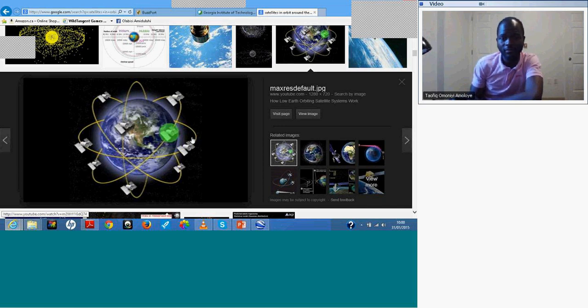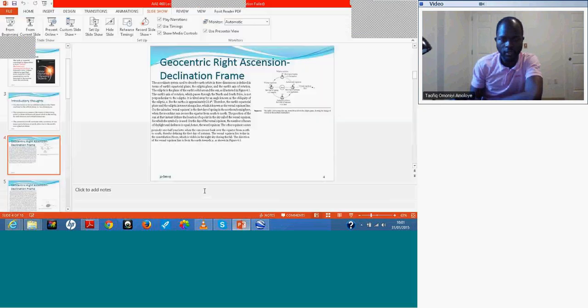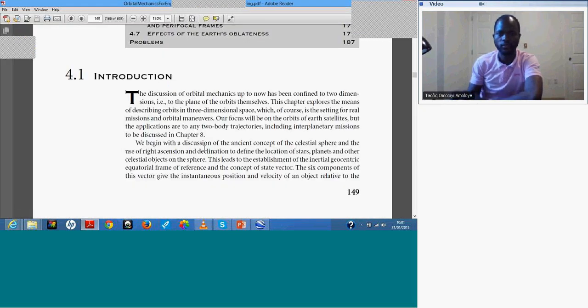Because yes, we have lots and lots of satellites in orbit around Earth, so you can check on the internet for more interesting pictures, which will bring the discussion into better light for you. But this is quite illustrative. So if we go back to the PDF, we can read it. I'm going to read the first sentence of the next paragraph, and then I'll be reading in words. I hope you will also be following by reading in words. Discussion of the ancient concept of the celestial sphere and the use of right ascension and declination to define the position of stars, planets, and other celestial objects on the sphere.